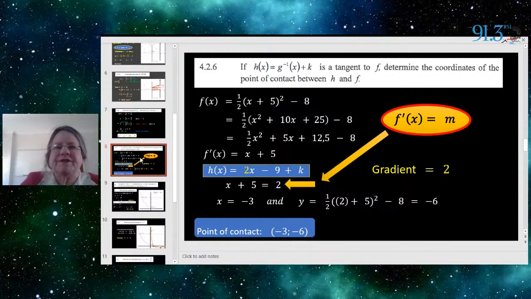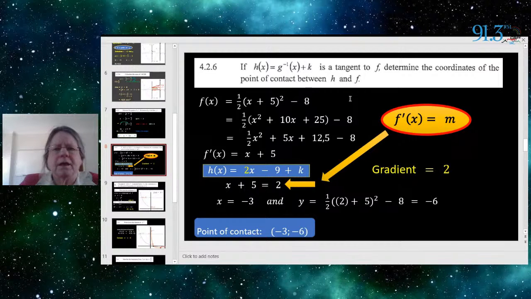So our key word here is that it's a tangent, and we want the coordinates of the point of contact. Now, the point of contact is where the two graphs touch. In this case, they touch, and it's between H and F.